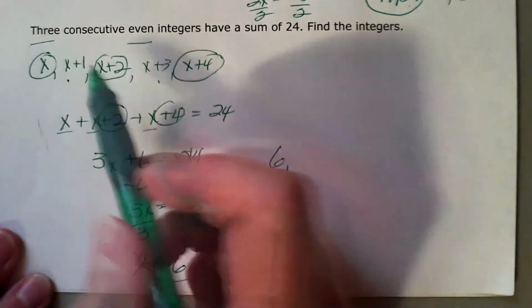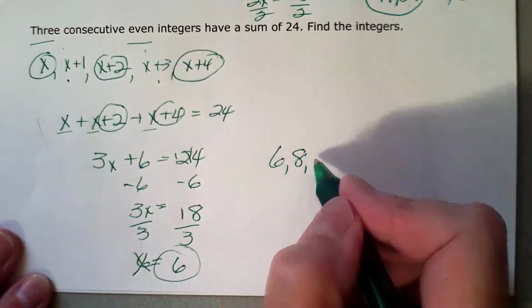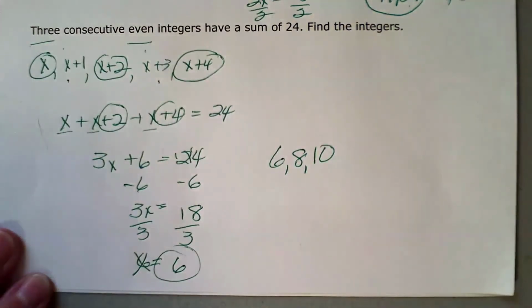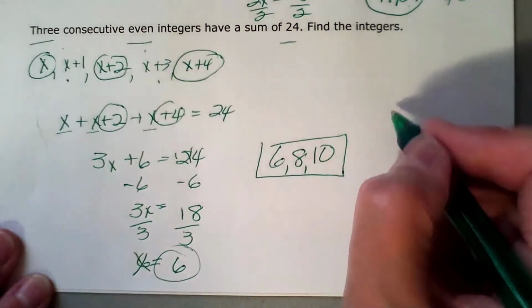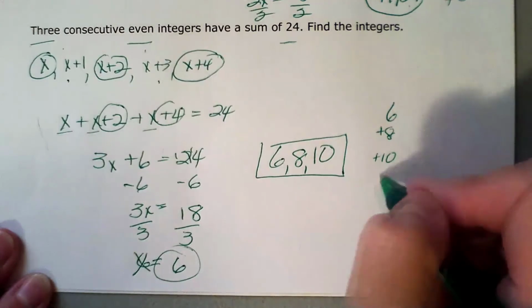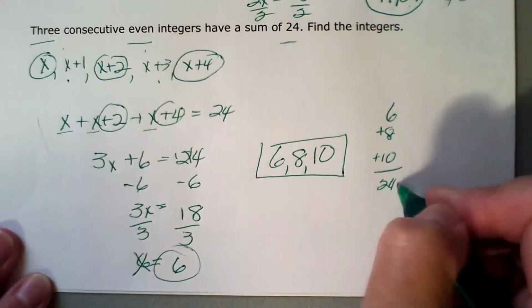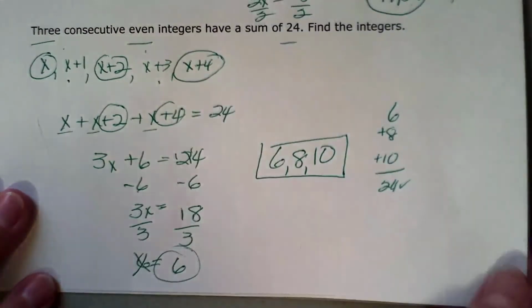It's even. My next even integer is going to be 8. The next one is going to be 10. Does that add up to 24? Well, 6 plus 8 plus 10. 6 and 8 is 14, and 10 is 24. So yes, it does.